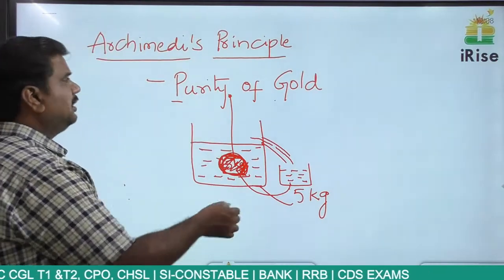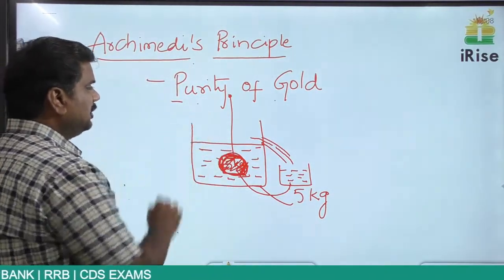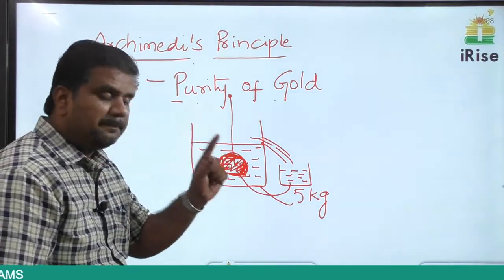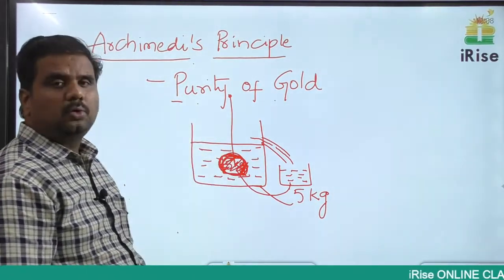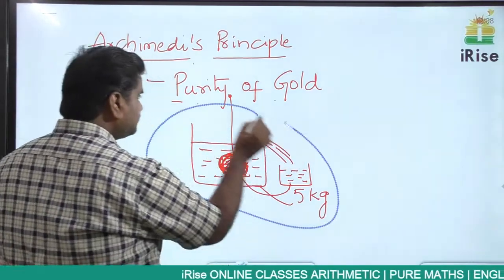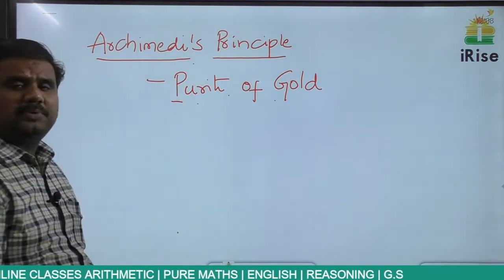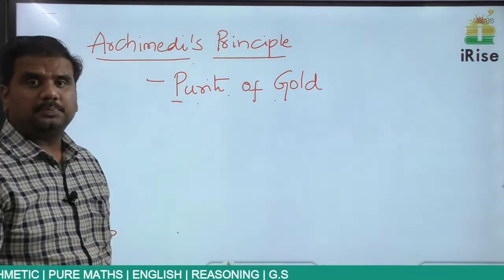This fundamental thing is what we call Archimedes principle, and it is used to find out the purity of a substance, the purity of gold. Now based on this principle, we talk about some of the objects which float in water and some of the objects which sink in water.